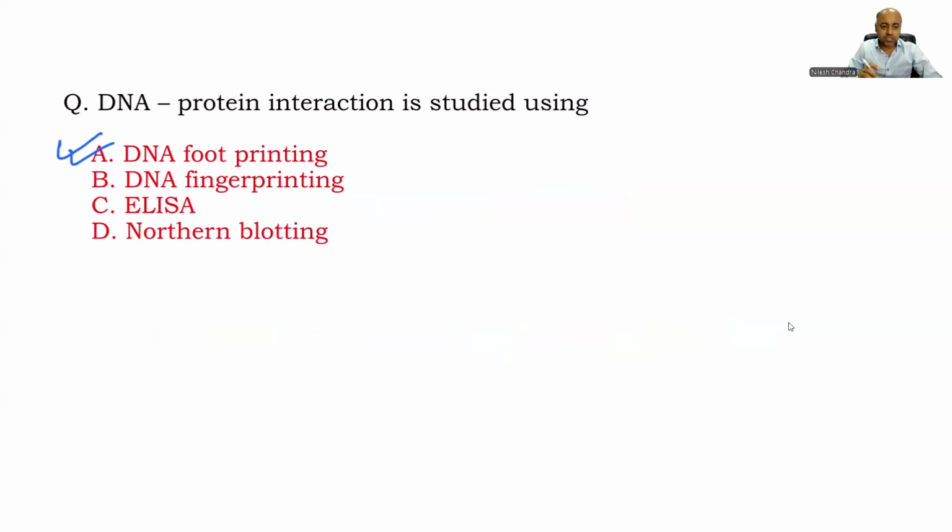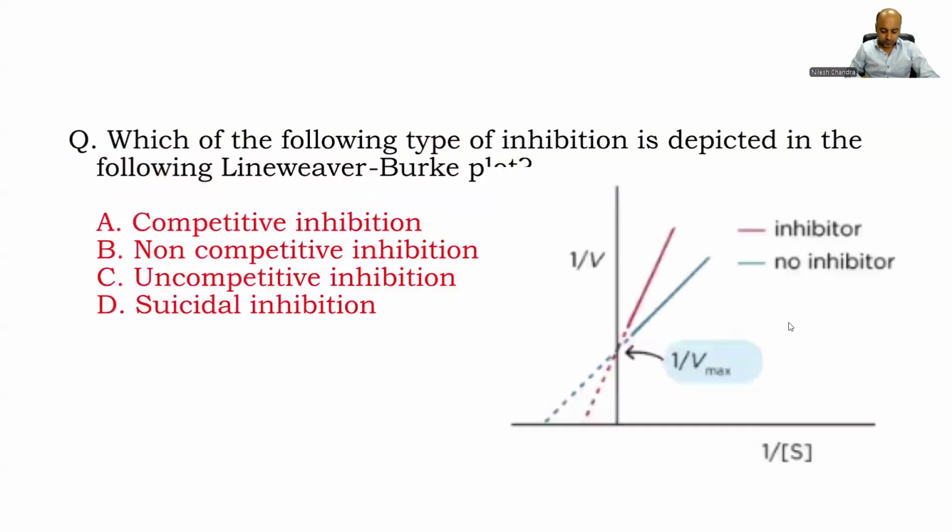The premise of the study is that where the protein is there, the replication of the DNA will be affected. And when you're doing the PCR-like studies, so that part will not be properly copied. So DNA footprinting to study the DNA protein interaction.